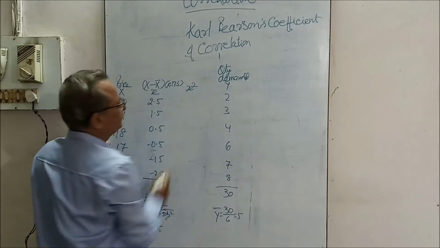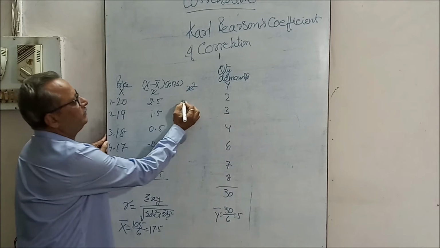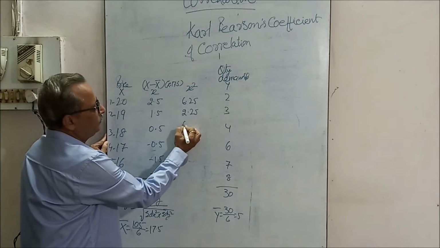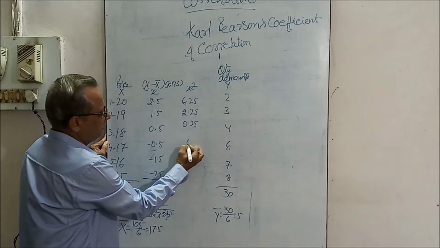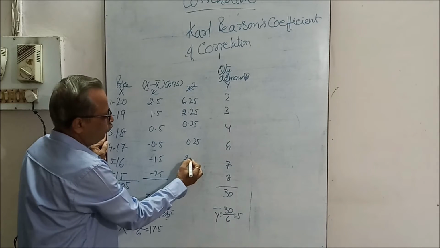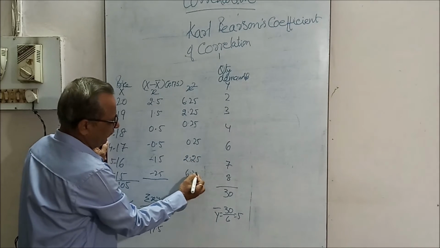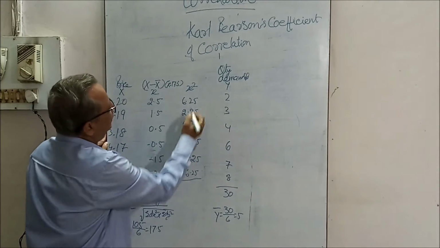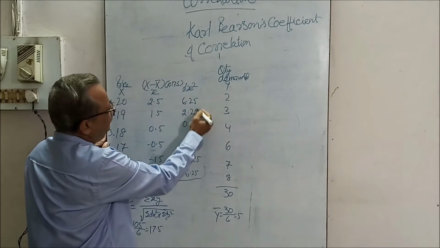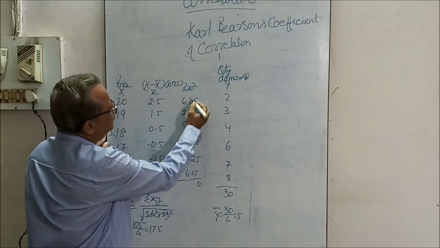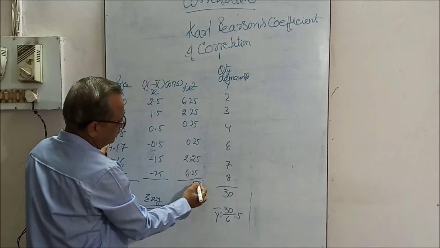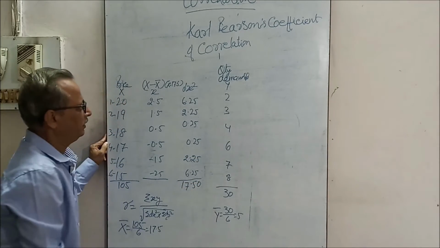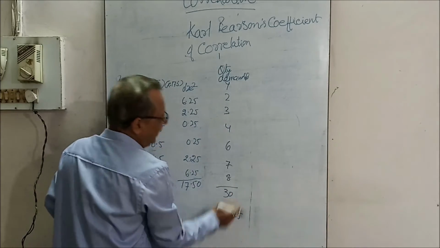And x square: 6.25, 2.25, 0.25, 0.25, 2.25, 6.25. Total it. This is called sigma dx square, you can see, 17.50. Now for y, the mean is 5.